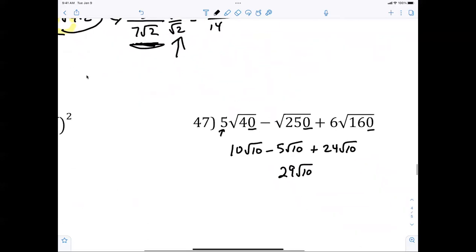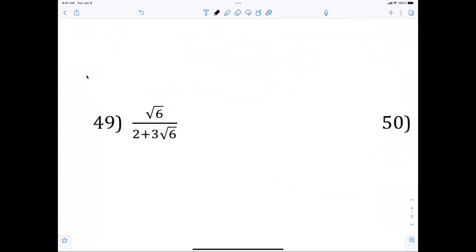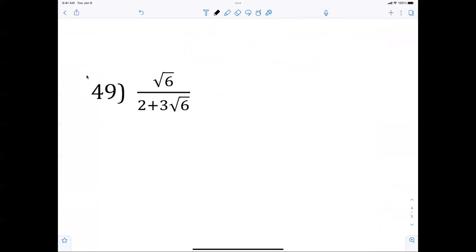All right, here we go. Let's go. We got to work. 49. All right, now I would suggest 49 is the hardest one. On everything that you're going to do tomorrow, that's the hardest. Now, of course, you just have to multiply by what? 2 minus 3 radical 6. Yeah, come on. There's no way to know that unless you are paying attention. There's just no way to know that.